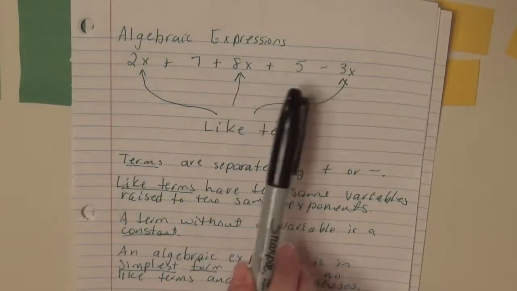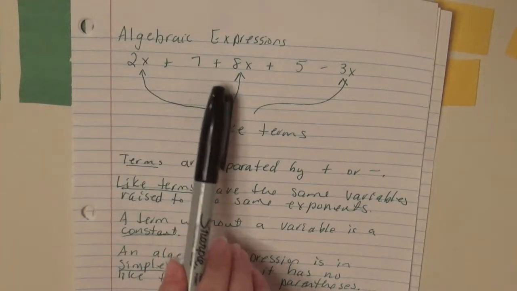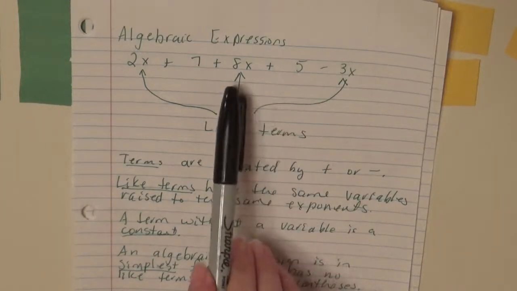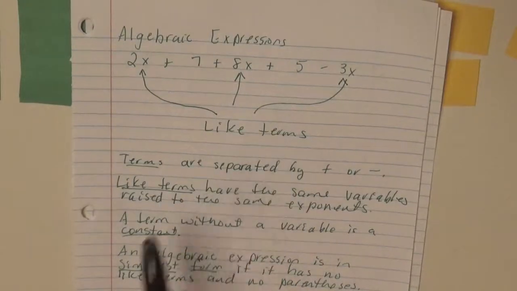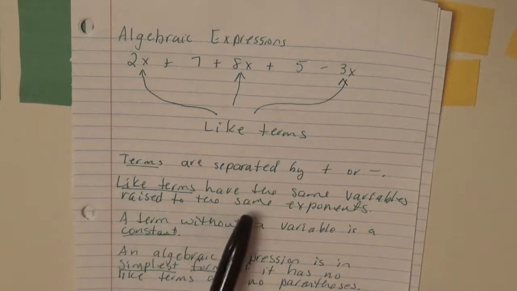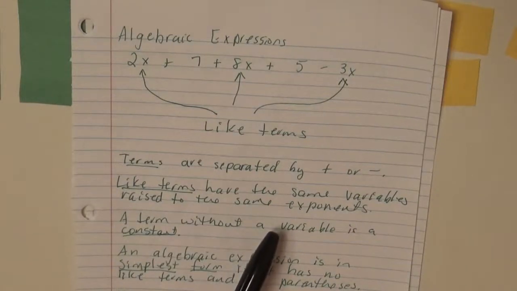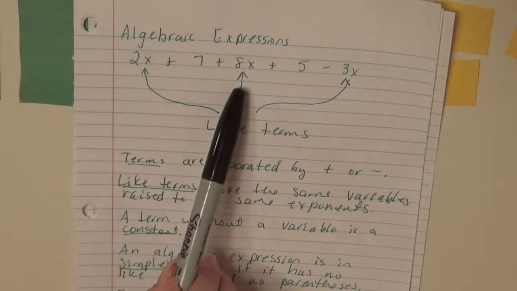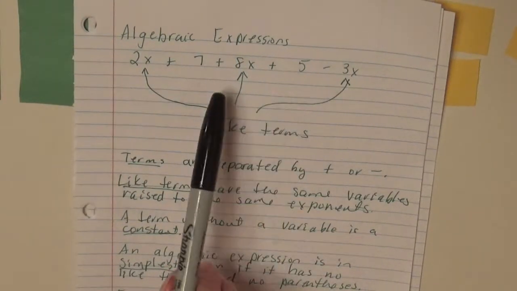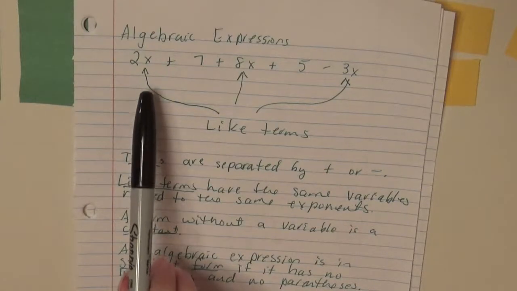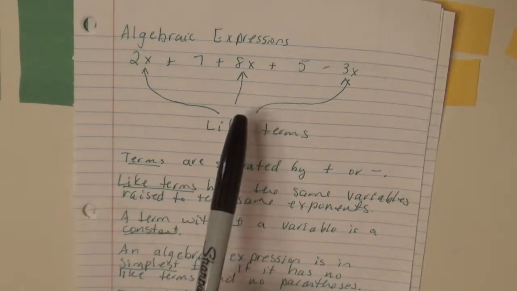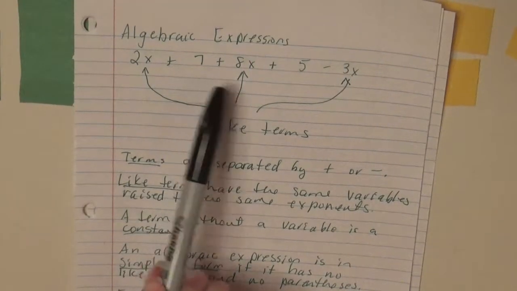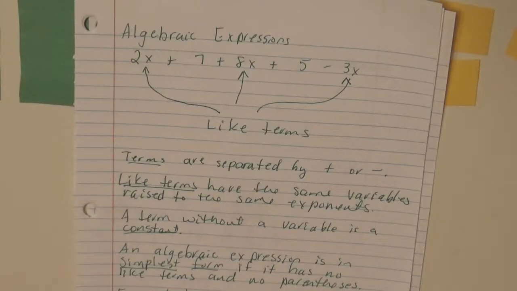So if I look at this example at the top of my page, I have 1, 2, 3, 4, 5 terms because I have 5 items that have pluses or minuses between them. So that's my 5 terms. Like terms have the same variables raised to the same exponents. In this example, 2x and 8x and negative 3x are like terms because they all have an x to the first power as part of that term. If they don't have a variable, we call it a constant. So 7 and 5 are called constants because they don't have a variable.